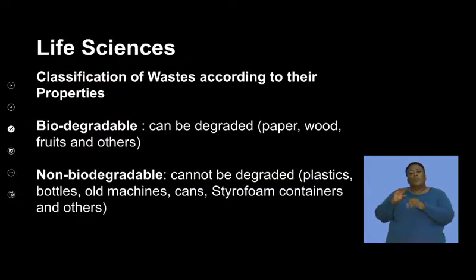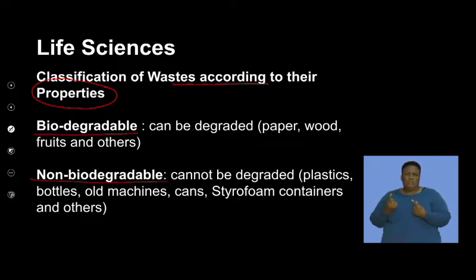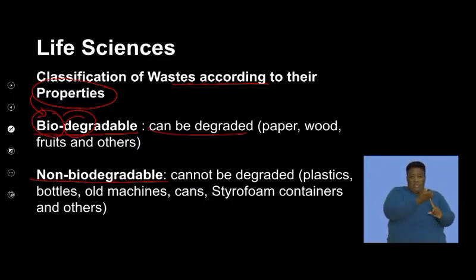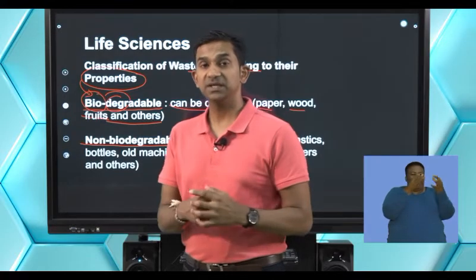Okay. We can also classify waste according to their properties. So by that I mean, are they biodegradable or non-biodegradable? And essentially the term biodegradable refers to whether these materials can degrade naturally in the environment. So can these be degraded? Example, paper, wood, fruits, and other items that will naturally decompose in the environment.